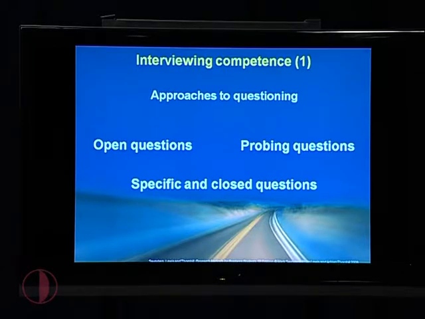What type of question will you use also in your interview? Open question, general question, or probing question, to start from general, open, and then looking for specific information, or just directly specific and closed questions that will not have much or wide information, just limited and specific information.